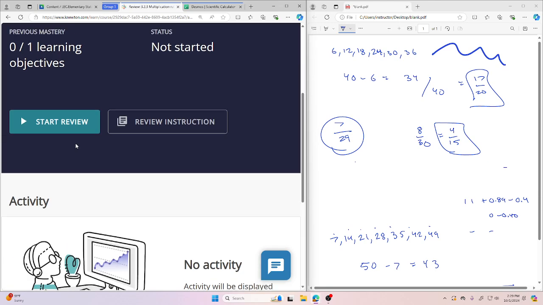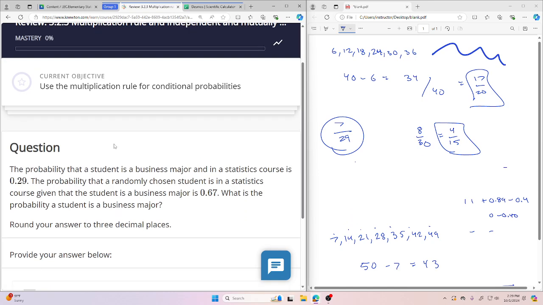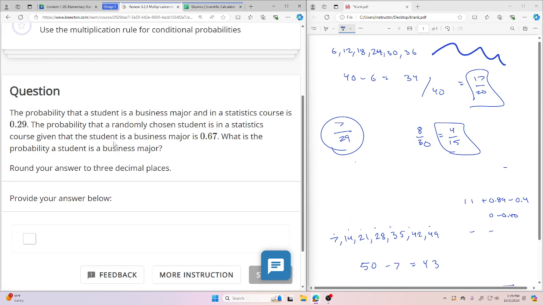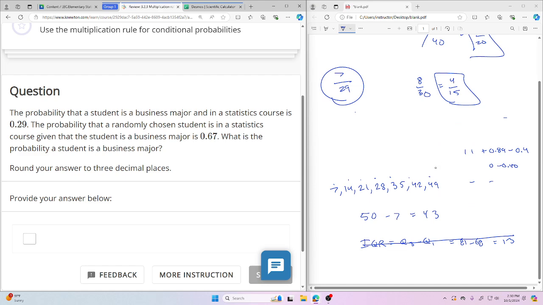A lot of these just have the one question. So let's see what we got. Probability of major and statistics course. See the word "and" right there. Statistics course given is this much. What's the probability of business major? Okay, so what I'm going to have to do is, here, let me real quick get some more room.